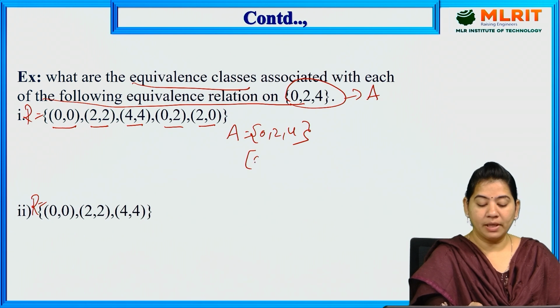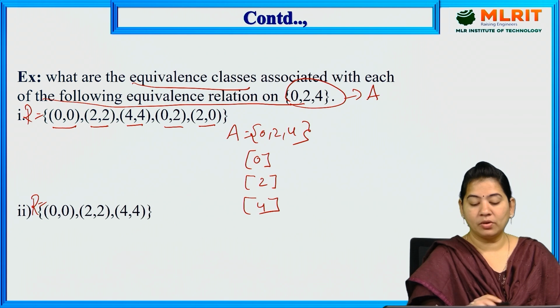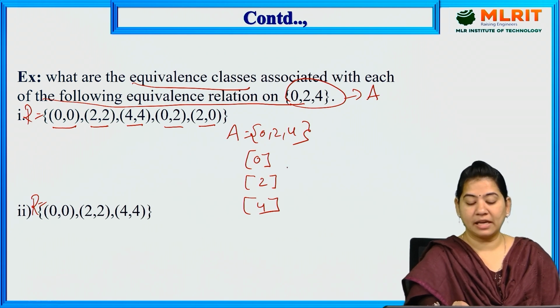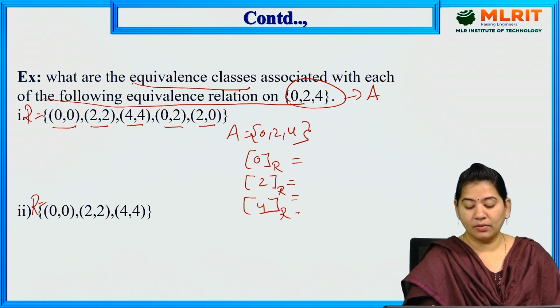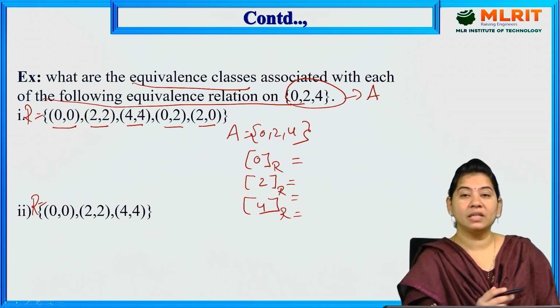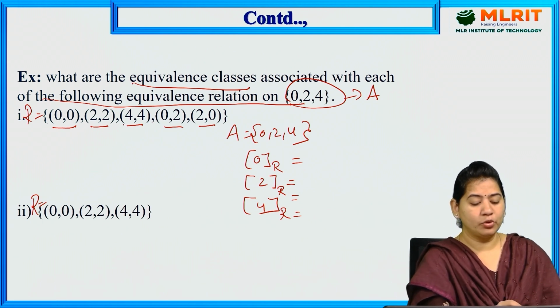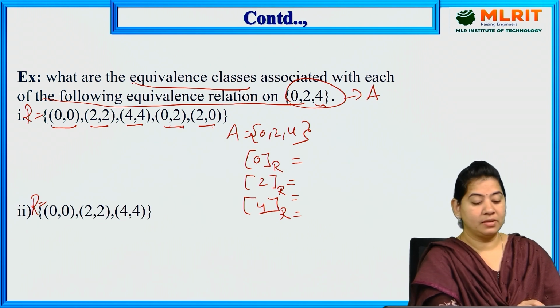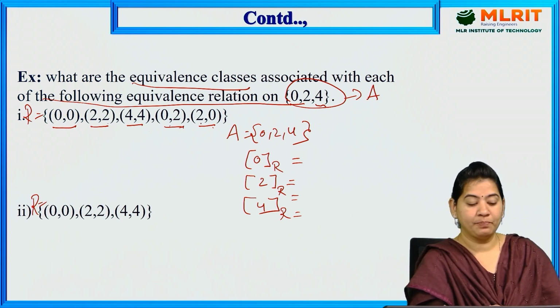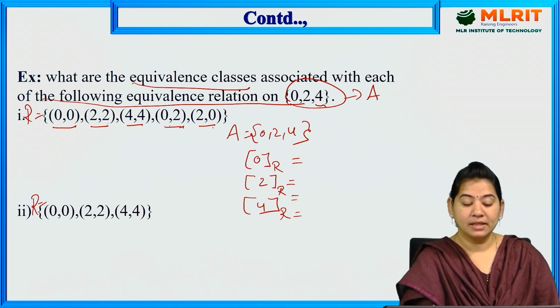Here, how many equivalence classes we get is based upon the number of elements in the set A. Here we have 3 elements, so we'll get 3 equivalence classes, for 0, 2 and 4, with respect to R. Now how to find the equivalence classes? They said that these are equivalence relations, already proved. So (0, 0), (2, 2), (4, 4): yes, reflexive. Symmetric: (0, 2), (2, 0). Transitive: (0, 0), (0, 2), (0, 2); (2, 2), (2, 0), (2, 0). It is there. So this is already proved to be an equivalence relation, because the reflexive, symmetric and transitive properties are satisfied here.